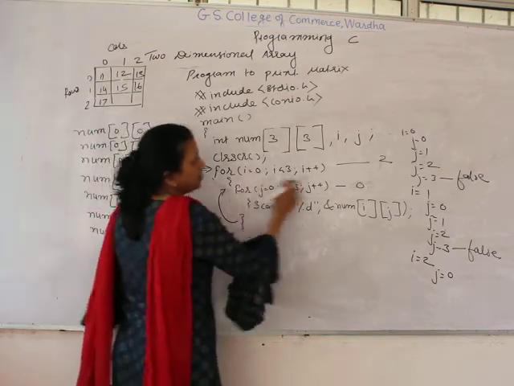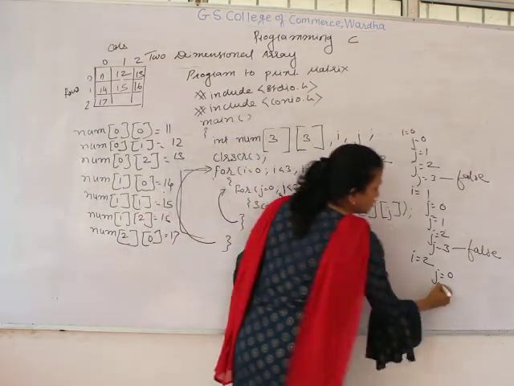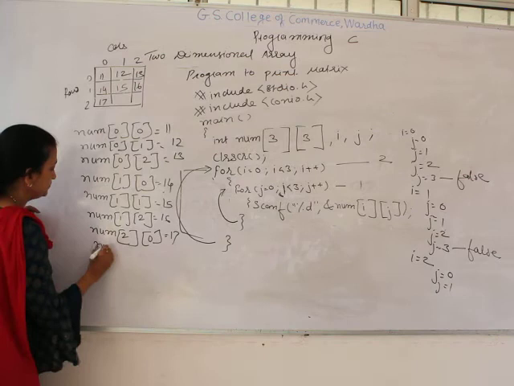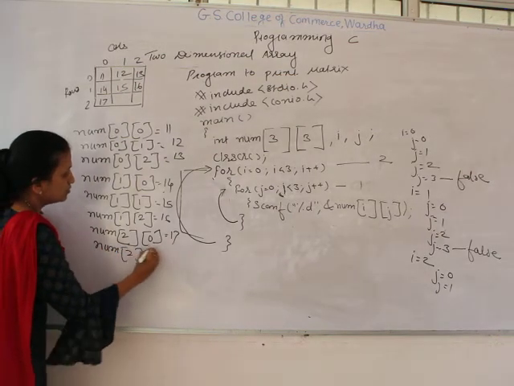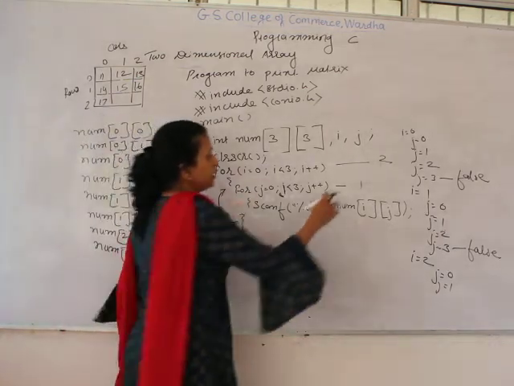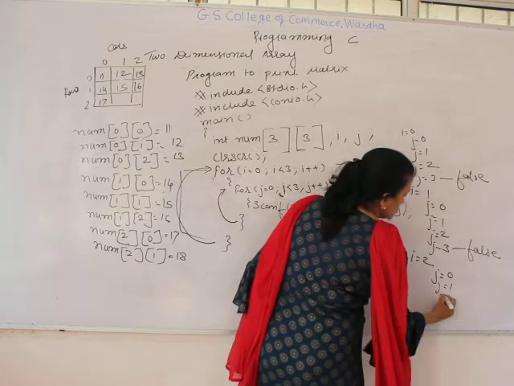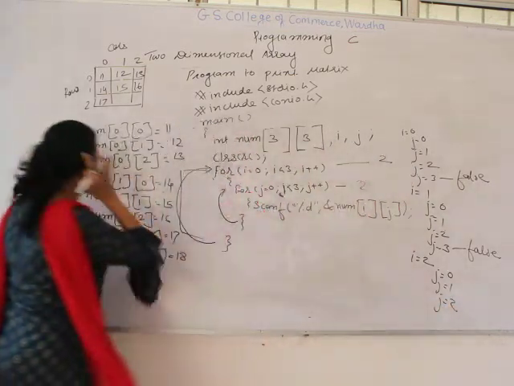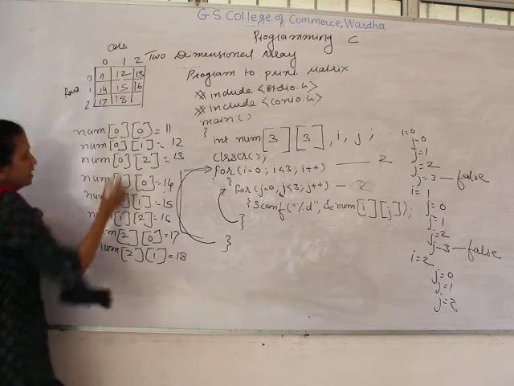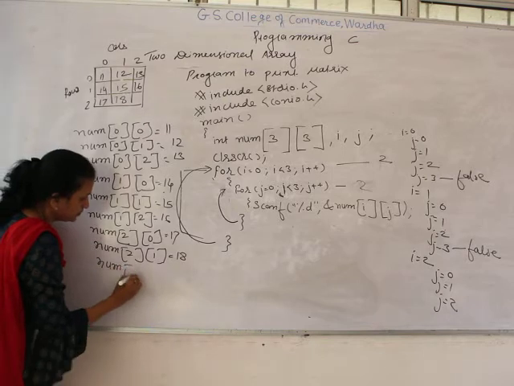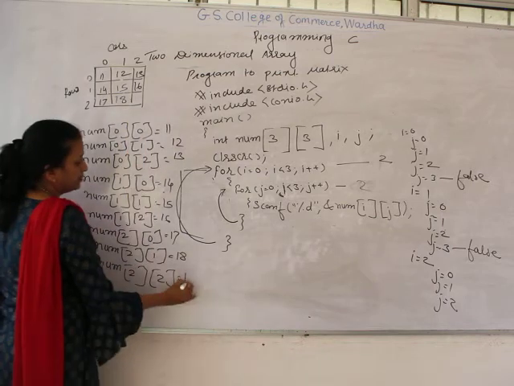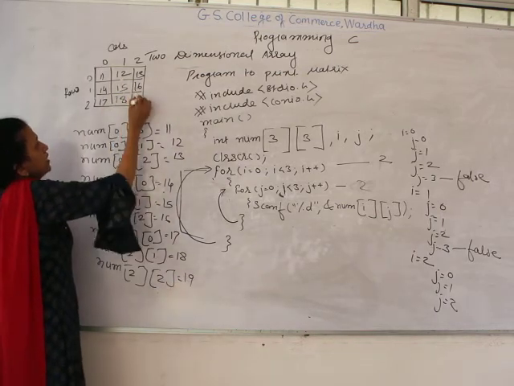Right? फिर हम यहाँ पे आएंगे, 0 के बाद J की वैल्यू 1 होगी. Now J is 1. Now we read the value for num 2 and 1, that is 18. Okay. Again फिर यहाँ पे J की वैल्यू 2 होगी. So यहाँ पे 2 2 के लिए हम वैल्यू यहाँ पे लेंगे. 2 1 के लिए हमने यहाँ पे 18. और 2 2 के लिए यहाँ पे हम 19 देते हैं.